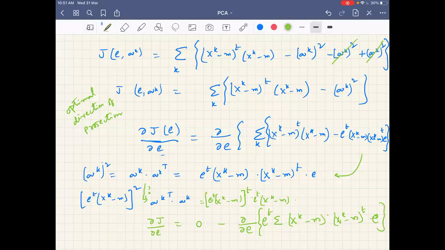Right. So now you see, what is this? This one, have you seen it any time? Summation over K of xk minus m into xk minus m transpose. Have you seen this one or not? Yes or no? Covariance matrix. Very good. This is similar to the covariance matrix, but not essentially the covariance matrix.